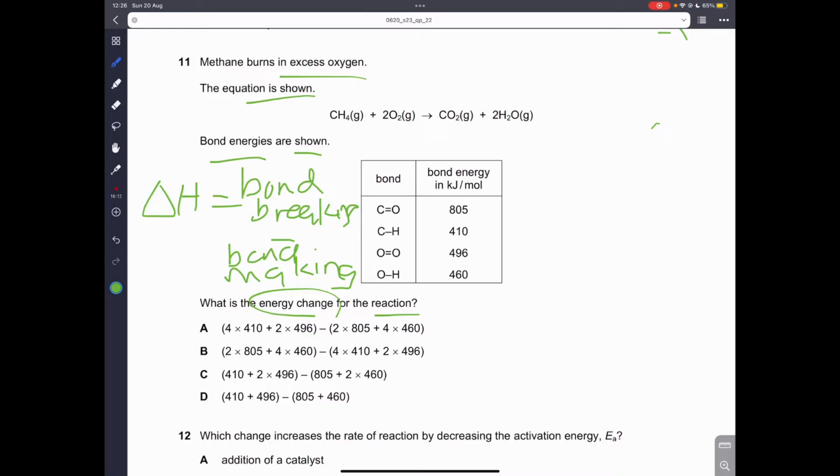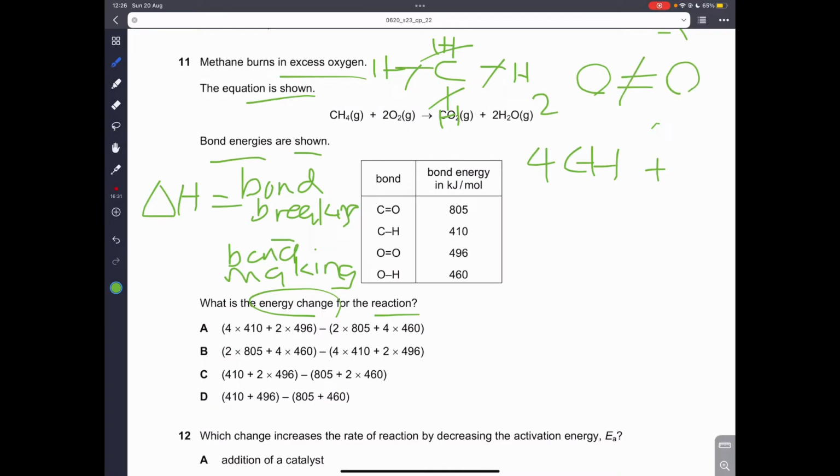So the bond breaking here is really helpful if we draw them out in their displayed formula. So this is H, H, H, H. We know that 4 C-H bonds are going to get broken down, and for oxygen, there are going to be 2 oxygen molecules, so 2 double-bond O=O are going to be broken down. So this is the broken bond energy.